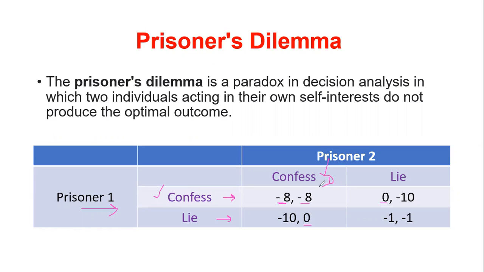So, the end solution will be confess, confess. And in this case, they both will be in jail for 8 years each. However, if they had exchanged information and trusted each other for their decisions, they could have reduced this loss to 1 year each.